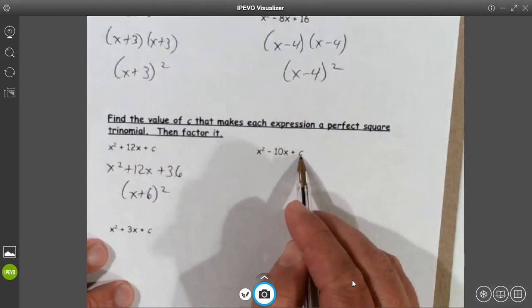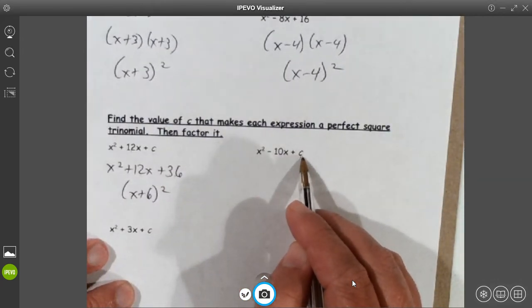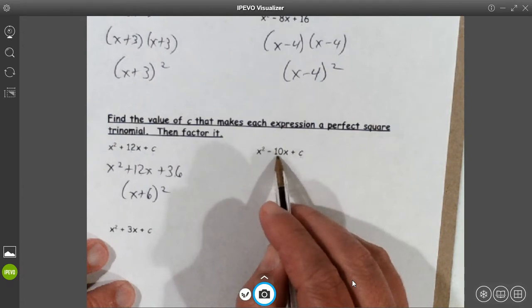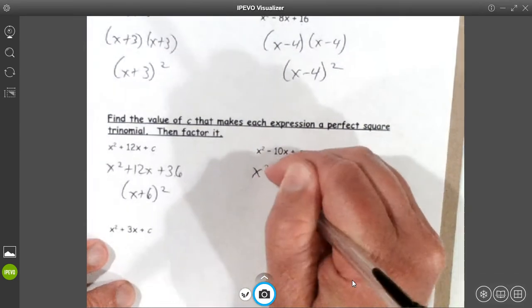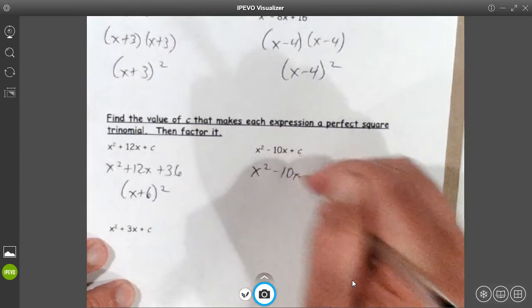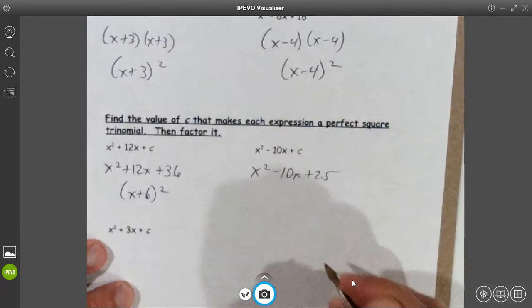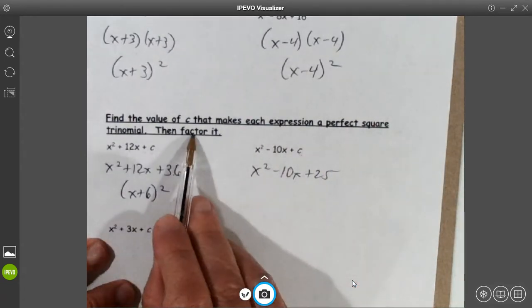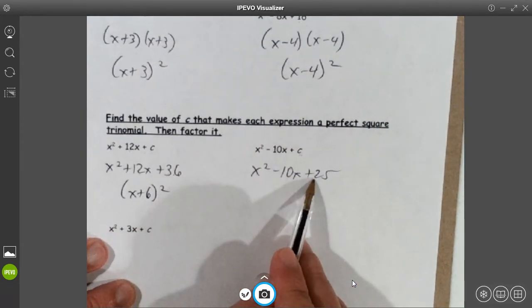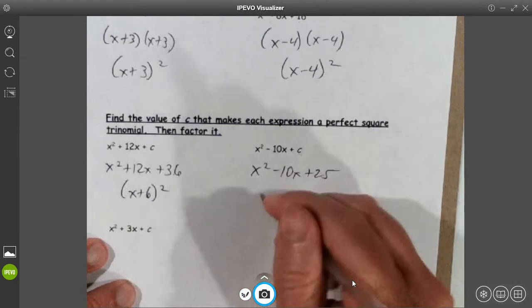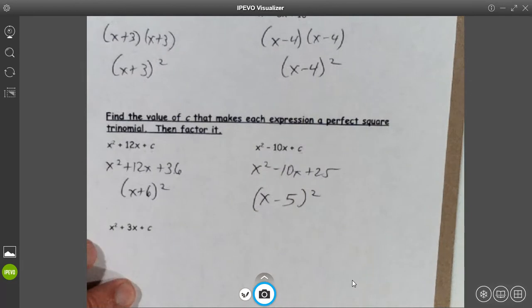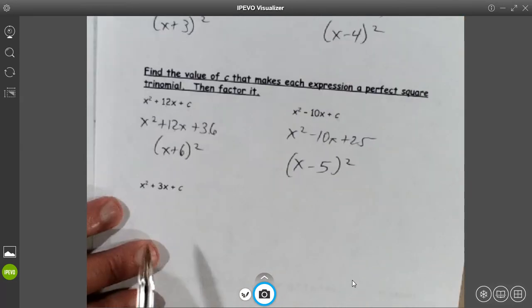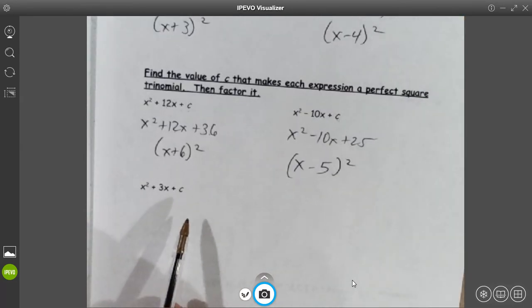So now let's take a look here. What number do I need to put in for c? Well, again, I take half of -10, that's -5, and I square it, or take it times itself, and that's 25. So x squared minus 10x plus 25. Now I can factor it. A factor of 25 that adds up to -10 would be -5 and -5, so I can factor that as x minus 5 squared.